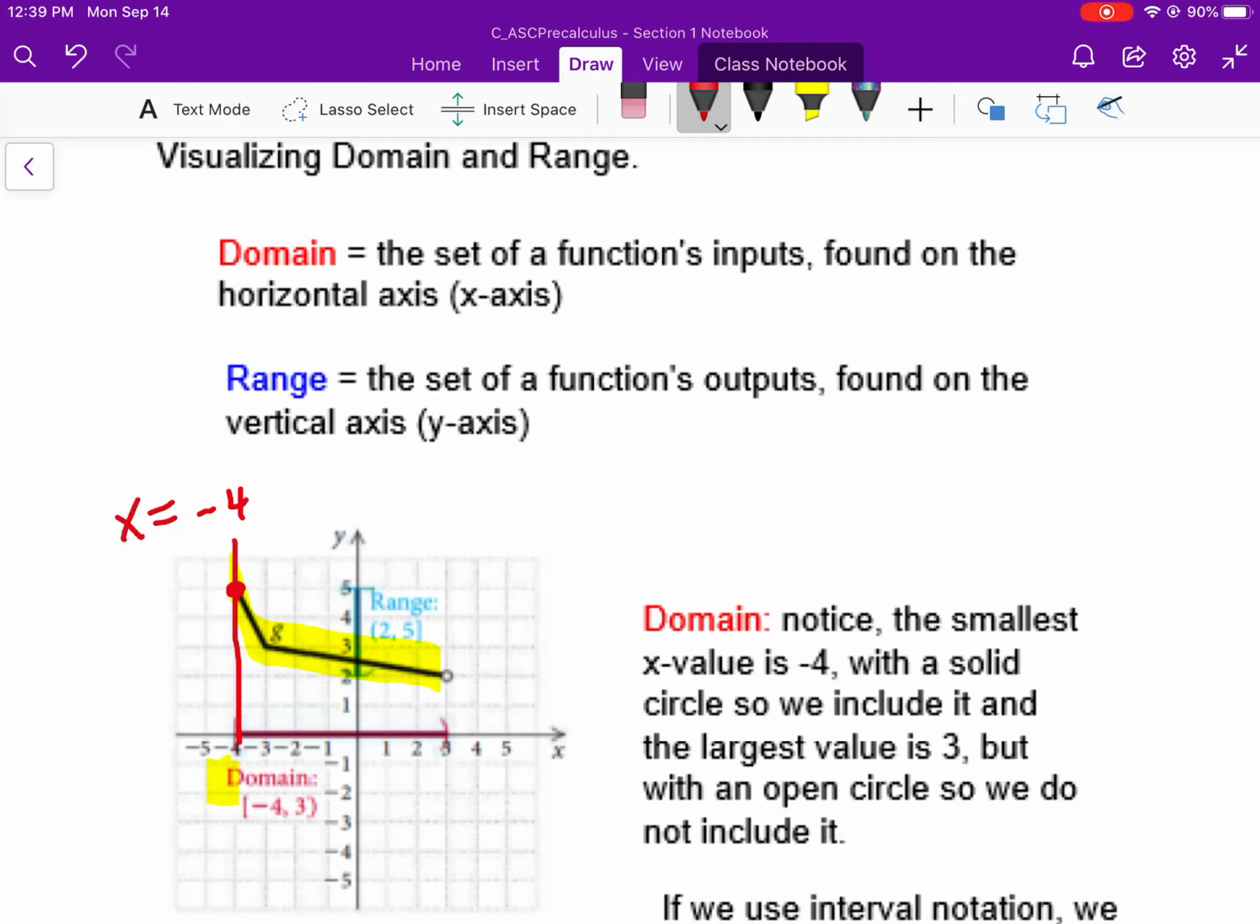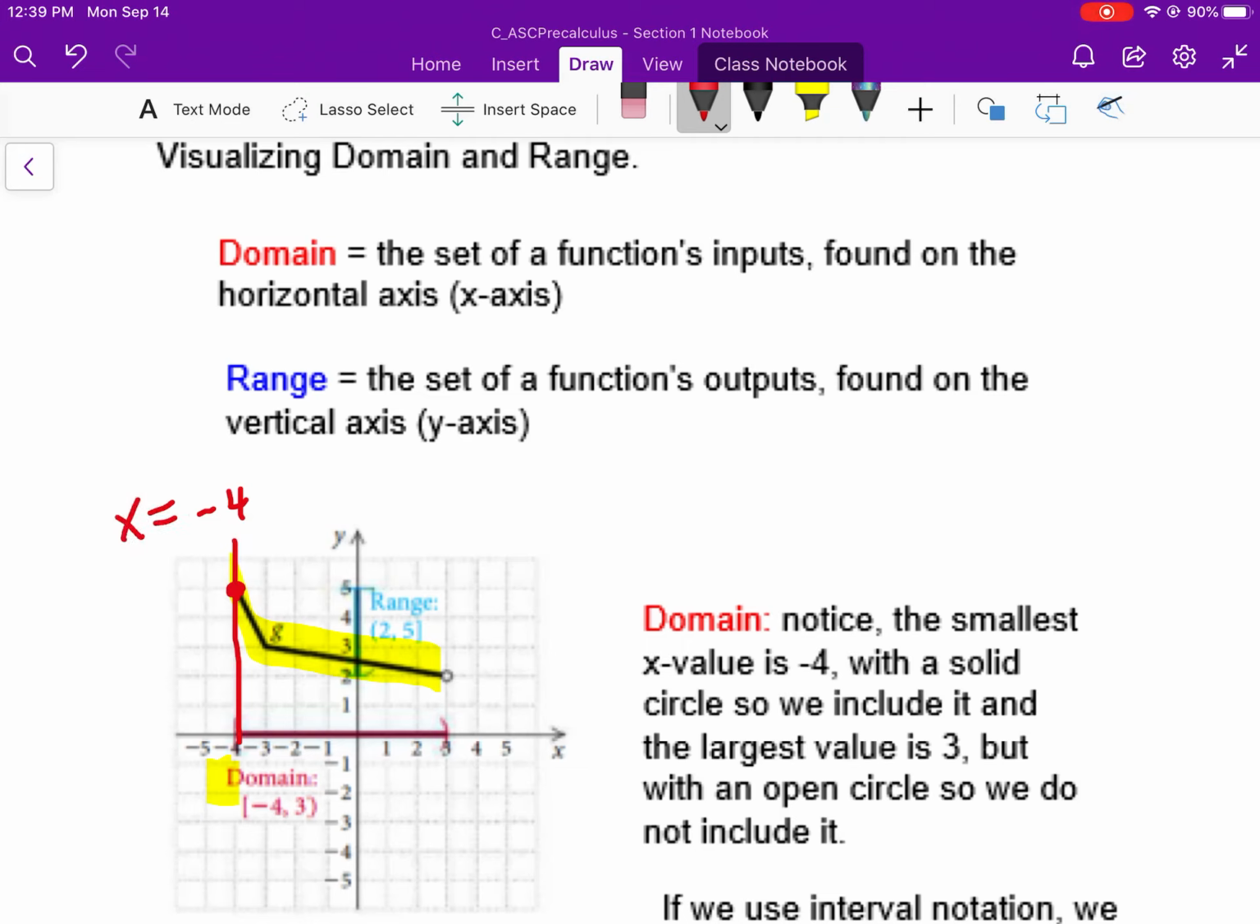This graph has a hole in it at 3, so we don't want to include it. But over here, it's got a solid dot, so we want to include it. Back in the day, we would probably have written it like this: x is greater than or equal to -4 and less than 3. Notice not equal to 3, but less than 3.